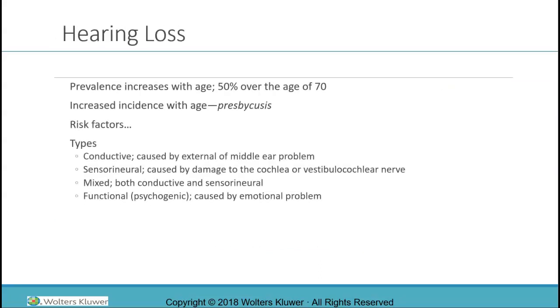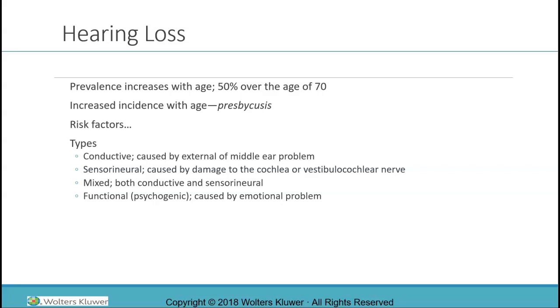So hearing loss, I think that all of us have probably experienced interacting with people who have hearing loss. It's very, very commonly seen in our older population. About 50% of people over the age of 70 do have some degree of hearing loss. There is an increased incidence with age. This is a disease process very closely associated with aging.